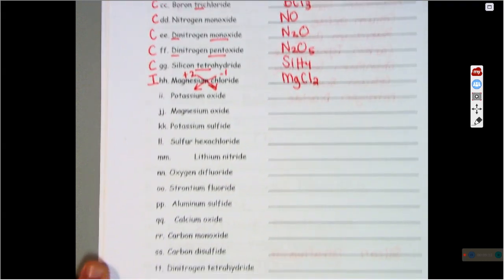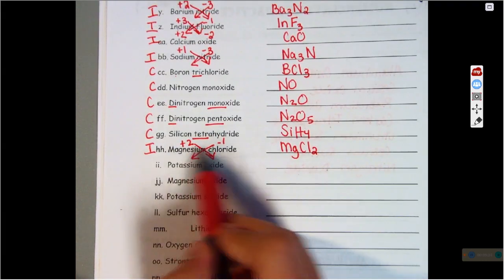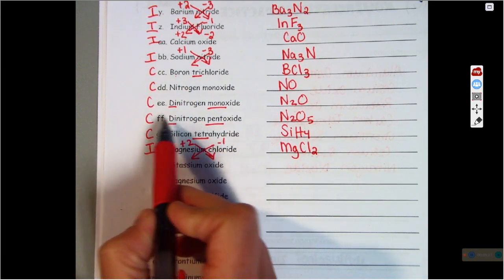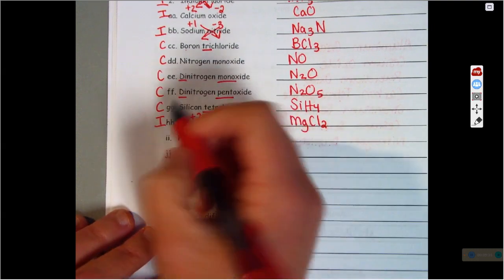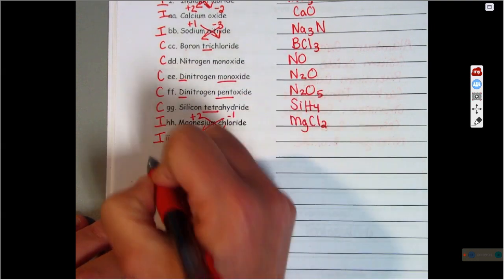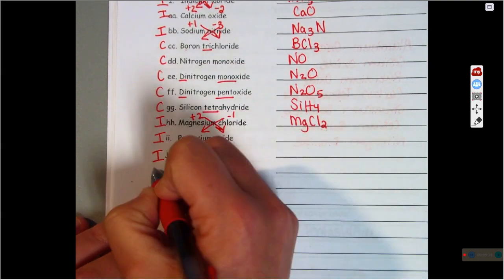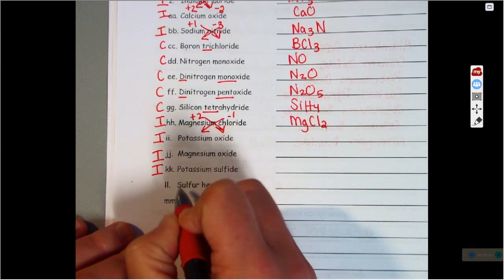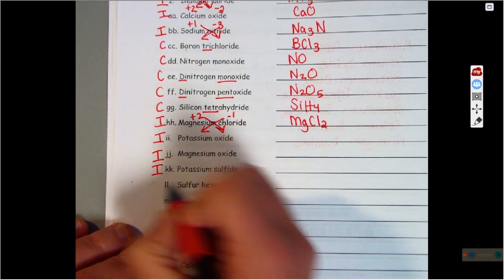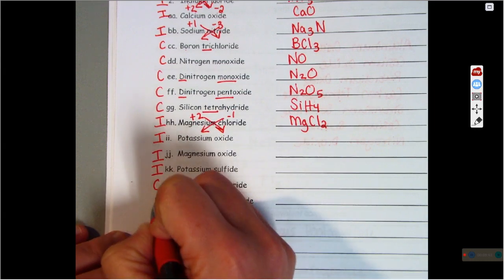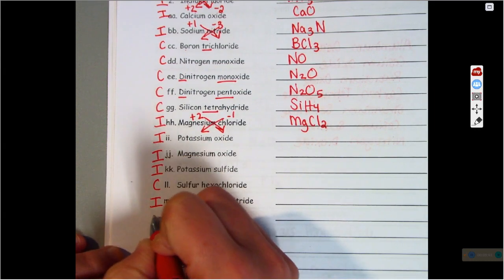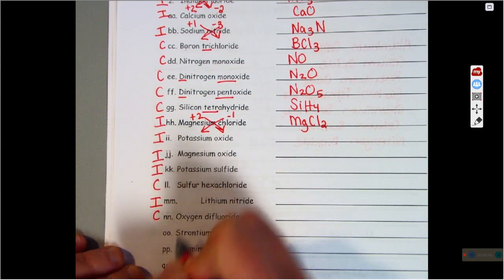What I want you to do is be sure that you have them labeled ionic or covalent. And if they are ionic, you need to drop and swap the charges just like this. Yours needs to look identical to mine. If it's covalent, use only the prefixes. So this is ionic, potassium. Magnesium's a metal, ionic. Potassium's a metal, ionic. Sulfur. Sulfur's a nonmetal, covalent. Lithium's a metal, ionic. Oxygen is a nonmetal, covalent.